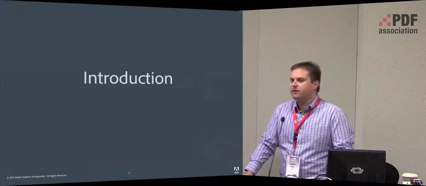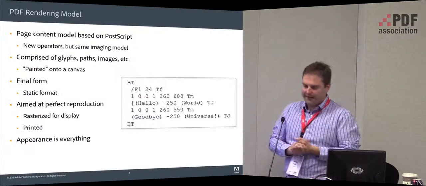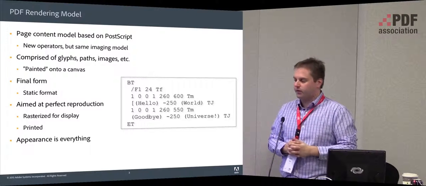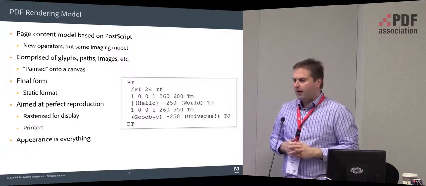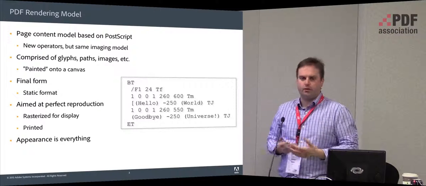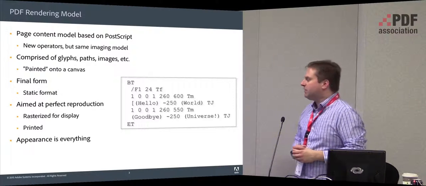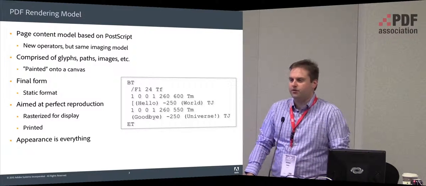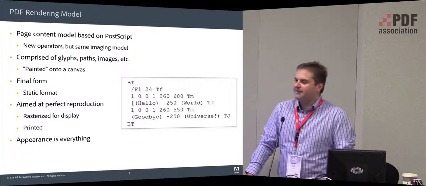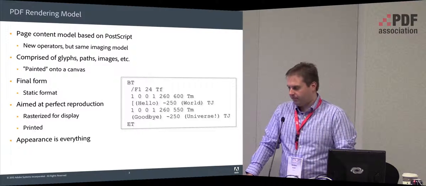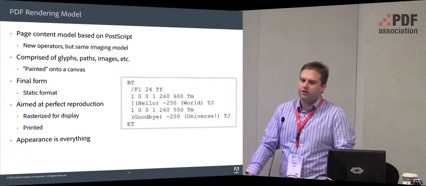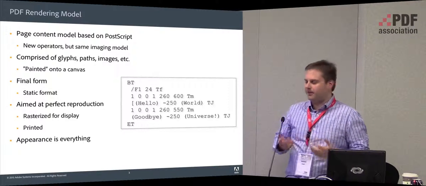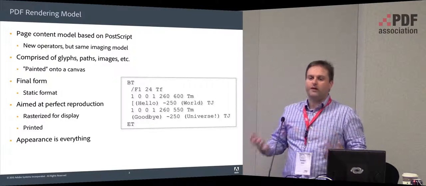First, I'm going to introduce the concept of PDF and its rendering model. I talked about this previously a little, but just to recap for anyone who wasn't there, PDF was basically based on PostScript. It has a page content model. It has a slightly different set of operators than PostScript. We rename them, but it's the same fundamental imaging model. The content streams within PDF are comprised of things that paint glyphs and paths and images, etc. And these are painted onto a canvas.